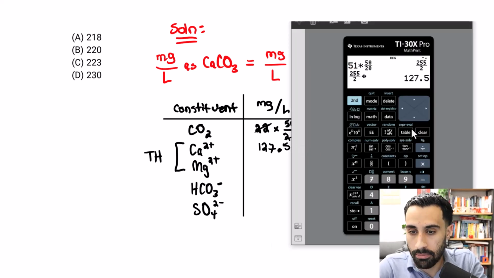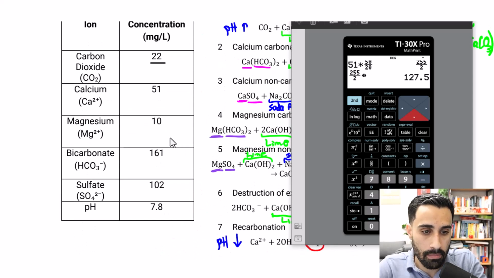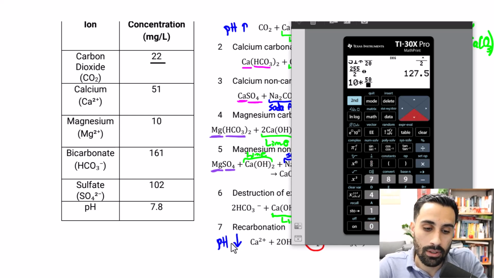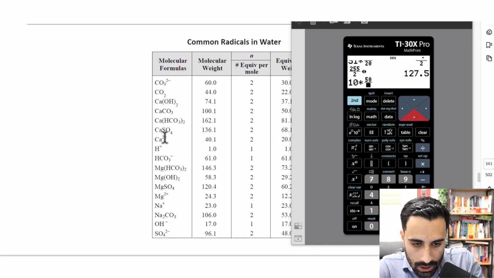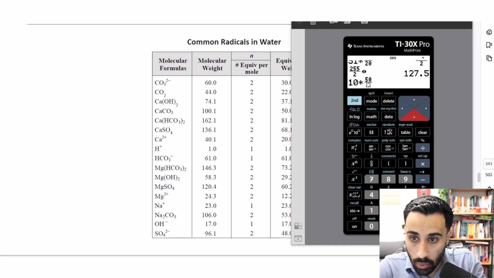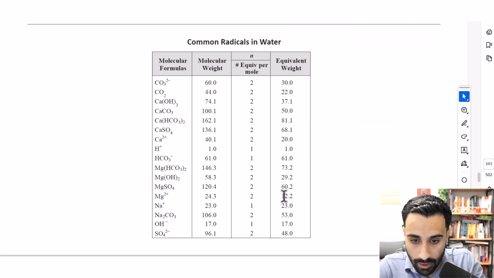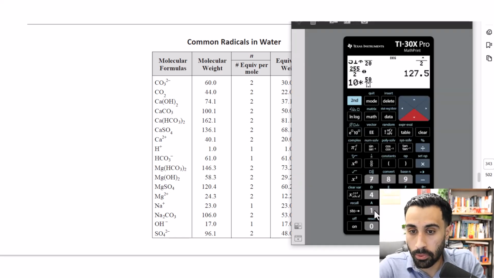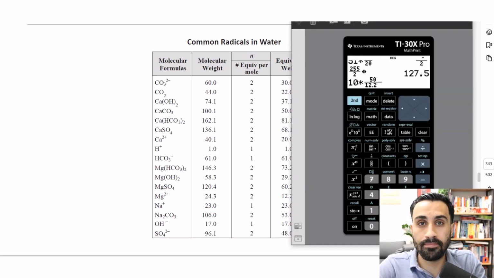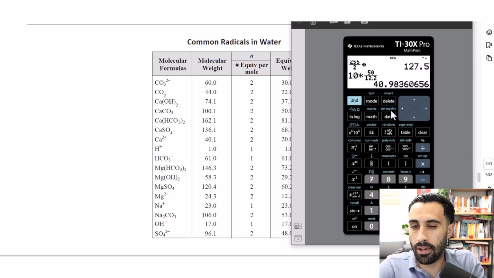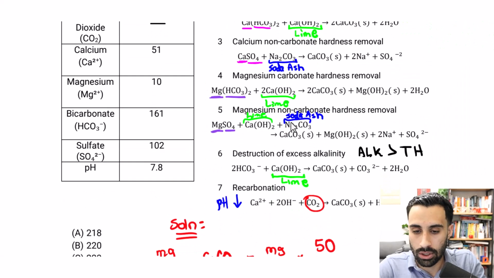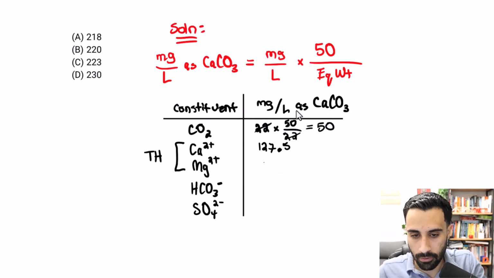Magnesium, you do the same thing. And that magnesium amount is 10. Then take that times, up top is always 50. Then at the bottom, the magnesium is in the handbook. So that will be the equivalent weight of 12.2. So put 12.2 at the bottom. Then we do that. We get about 40.9. So let's round this up to 41. So I'll put that as 41.